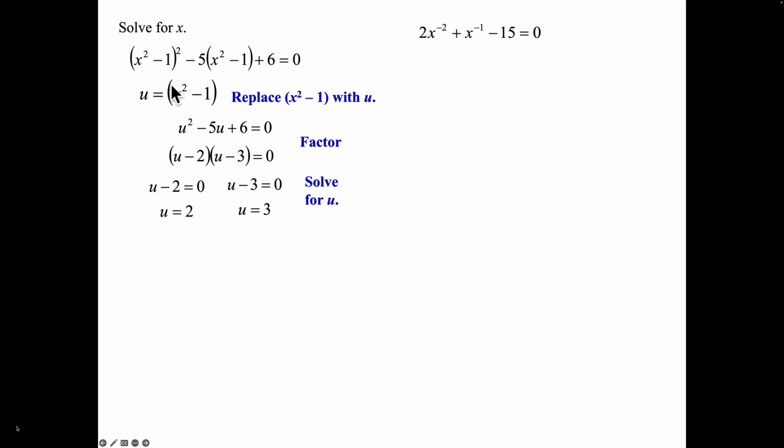All right, here we go. What two numbers multiply to be 6 and add up to be negative 5? How about a u minus 2 and a u minus 3? We can solve those for u. We get u equals 2 and u equals 3. We go back, grab the x squared minus 1, bring it in for both u's, and now we'll solve each one of these individually for x. So we'll add over the 1 in both cases.